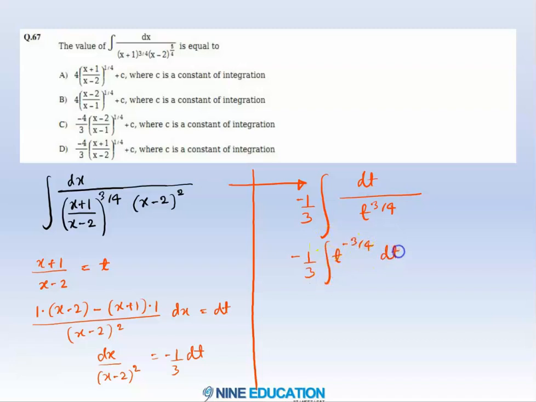integration dt, and that will be given by minus 1 by 3 t power (minus 3 by 4 plus 1). If we do, we will be getting 1 by 4, and same 1 by 4 will be in the division also. So that will give us minus 4 by 3 t power 1 by 4 plus constant c. So you can observe it is option number D. Basically you just need to put t value at the end, that is x plus 1 by x minus 2.